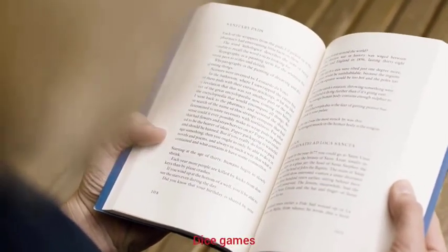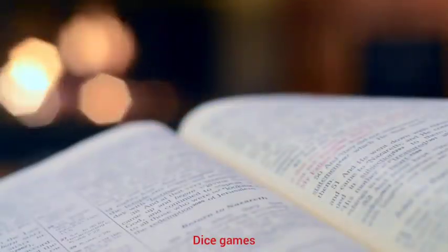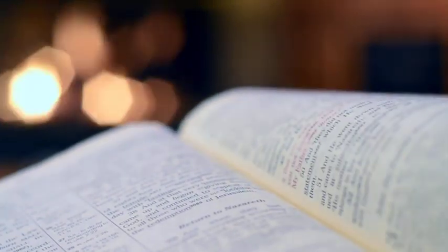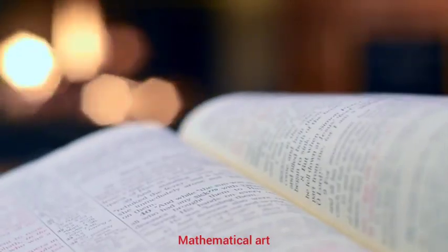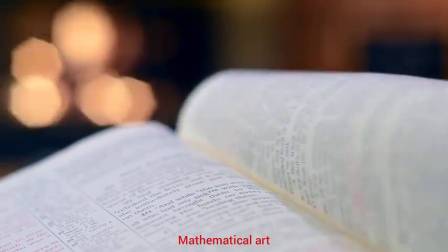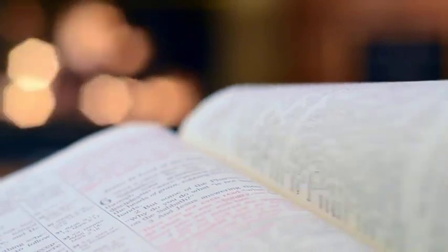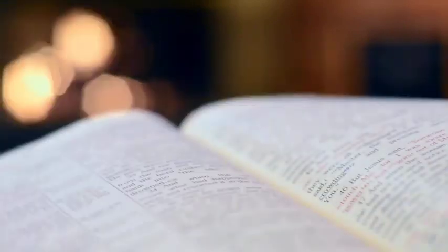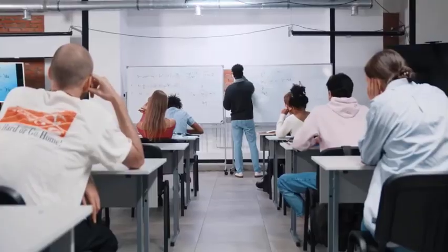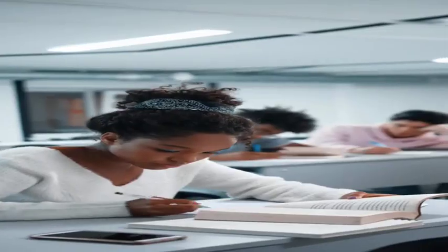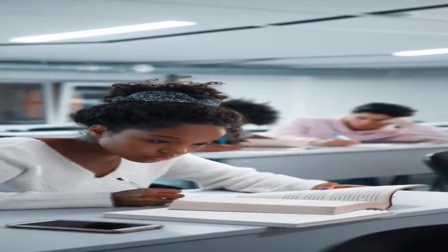Dice games. Use dice to play games that involve counting and recognizing numbers. For instance, students could move game pieces on a board according to the number rolled. Mathematical art. Combine art and math by having students create symmetrical designs or patterns using shapes and colors. Remember, these activities should be engaging and age-appropriate, aligning with the developmental stage of PP2 students. They encourage hands-on exploration and understanding of foundational mathematical concepts.